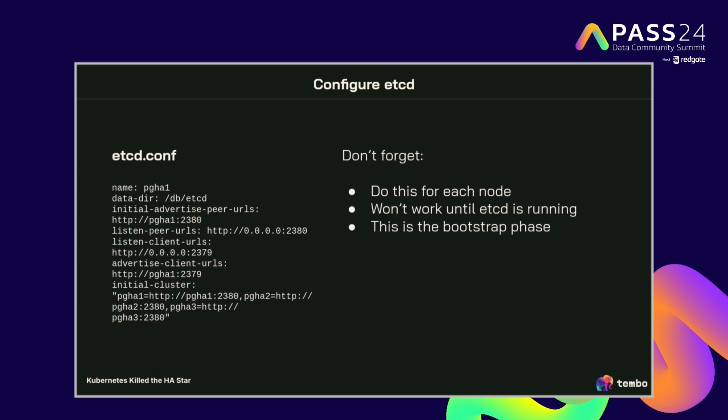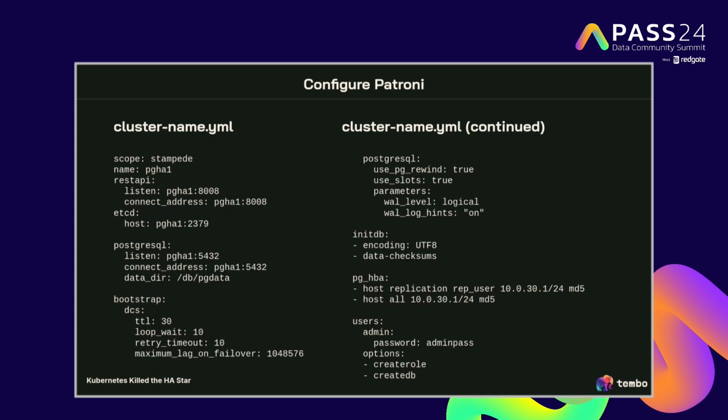All right, now let's start configuring everything. Okay, so we got etcd. We've got to set that up on 3 systems. Oh, don't forget the bootstrap phase, because it won't work if you don't do that. Then we have to configure Patroni. That's a big file. Got to do that 3 times, right? At least, because Patroni is a quorum, which means you need to have 3 of them.